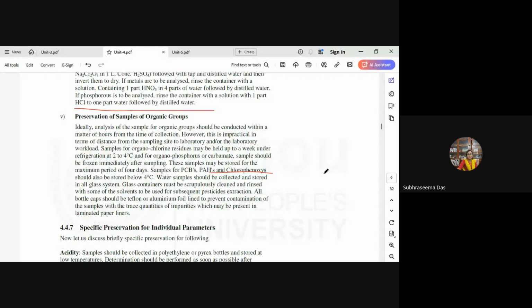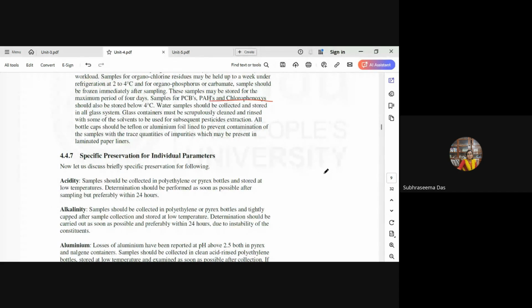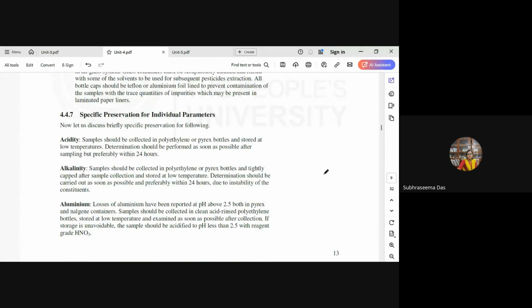So within the 4 days, they should be analyzed, else we will get erratic results. Now coming to specific preservation of individual parameters. If we want to preserve the acidity of our water sample, then the water should be collected in Pyrex bottles and stored at low temperature, and the determination should be performed within 24 hours or as soon as possible.